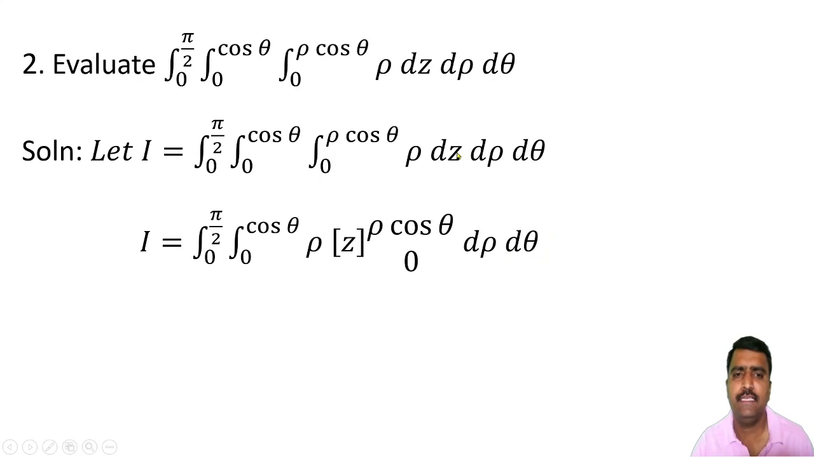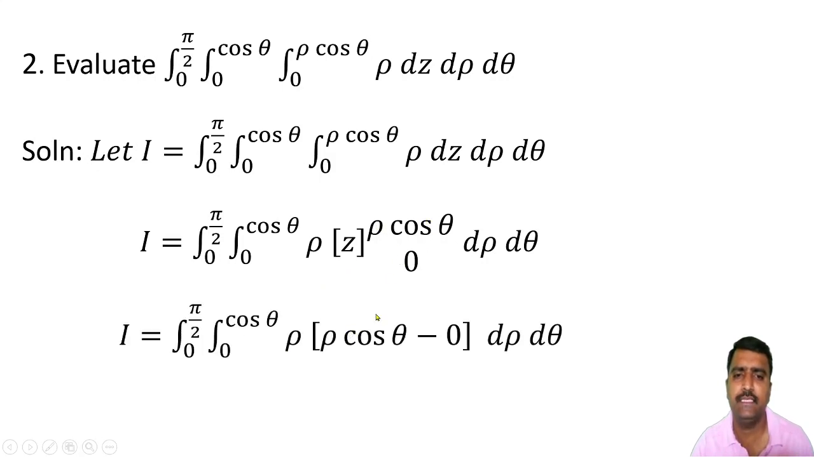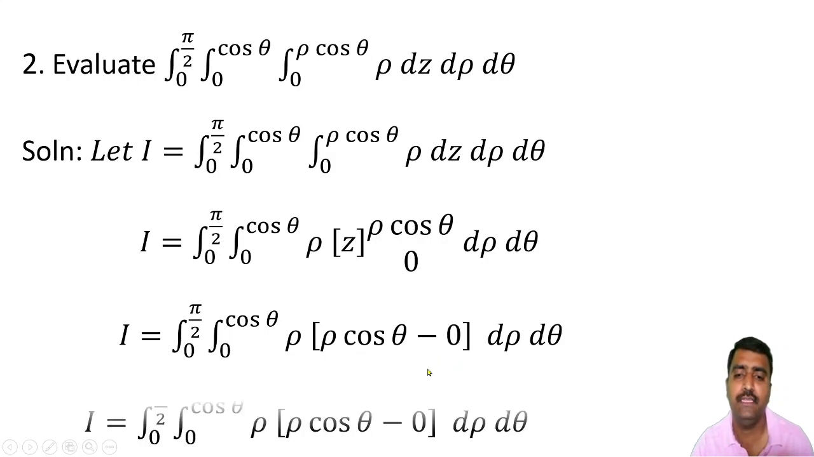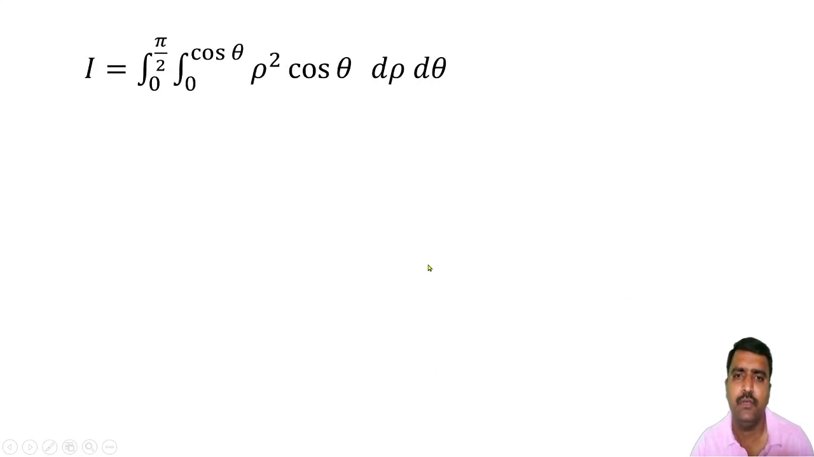So integrate with respect to z; the integration with respect to z is z, with limit 0 to rho cos theta. Apply the limit. So it is rho into rho cos theta minus the lower limit 0. Next step, rho into rho becomes rho square cos theta into d rho d theta. So rho square cos theta into d rho d theta.